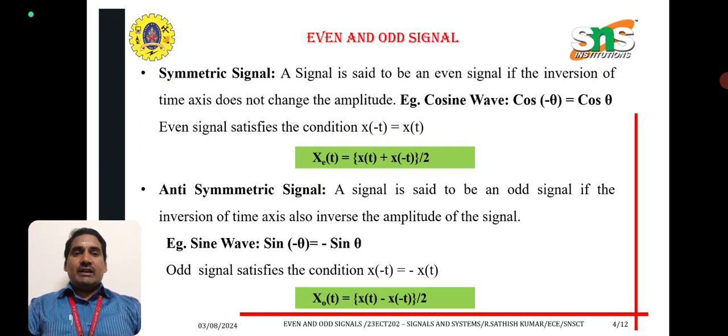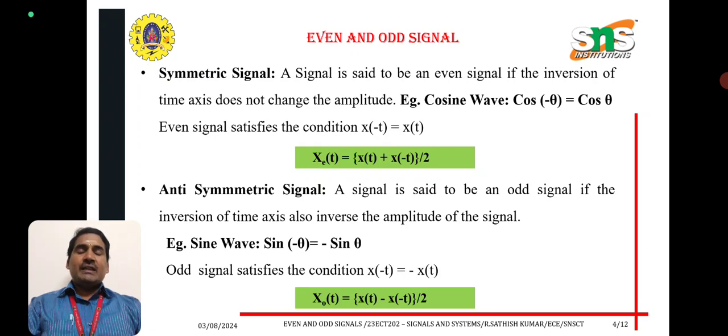Next one, even and odd signal. An even signal is also called a symmetric signal. An odd signal is also called an anti-symmetric signal. A signal is said to be an even signal if the inversion of the time axis does not change the amplitude. Example, cosine wave: cos of minus theta is equal to cos theta. An even signal satisfies the condition x of minus t is equal to x of t. X even of t is equal to x of t plus x of minus t by 2.